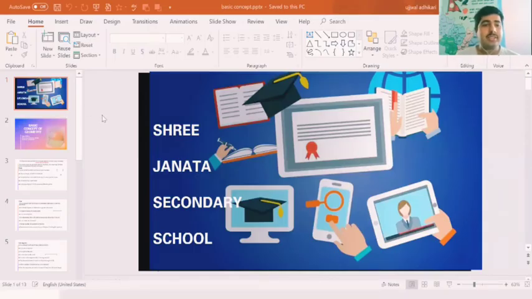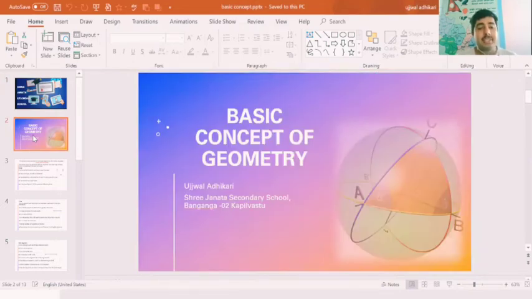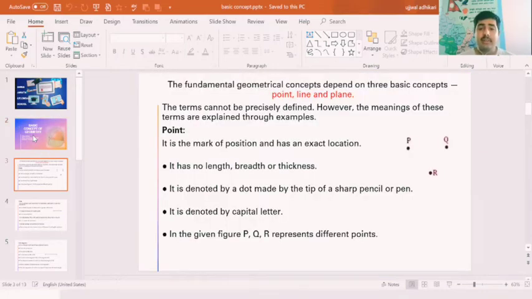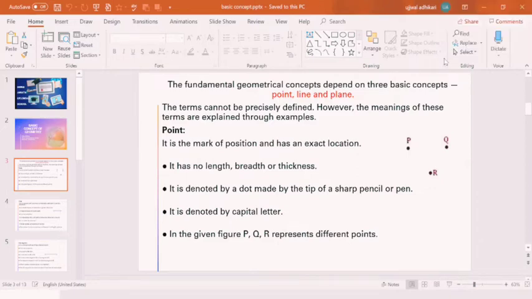This is the online class, especially organized by the Janta Higher Secondary School. And today we are going to enter into the class on the basic concept of geometry. The fundamental geometrical concept mainly depends on three basic concepts: point, line, and plane. These terms may not be precisely defined, but we can make the concept clear through examples.